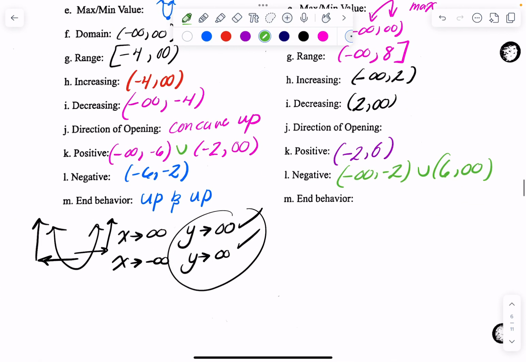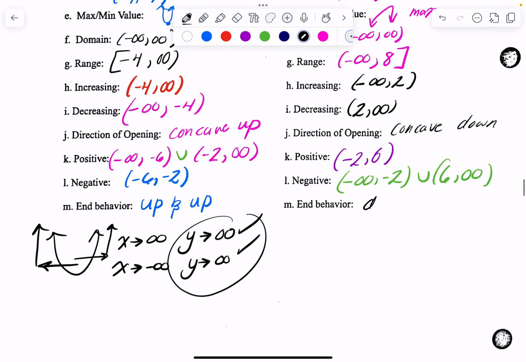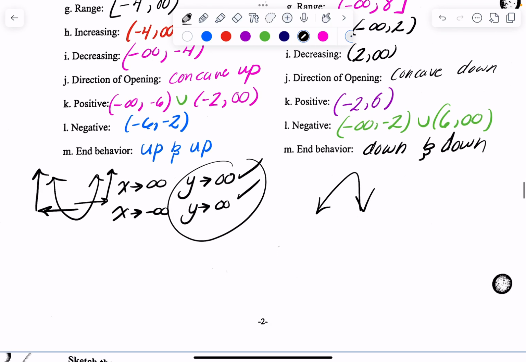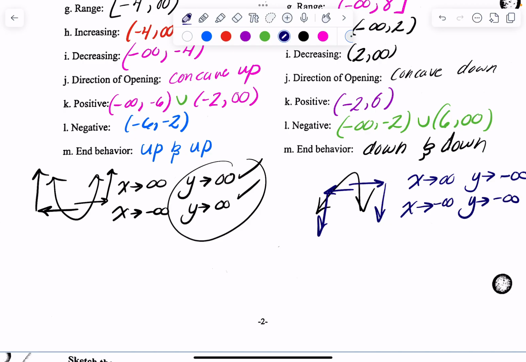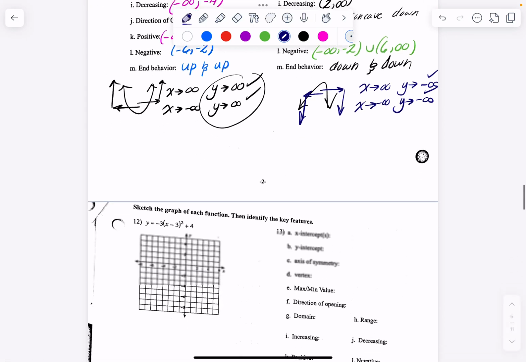Direction of opening, concave down, or just downwards. And our end behavior is down and down. Since it flips upside down like this, if we're going to answer it the fancy way, again, we would go, okay, as x goes to infinity, that's like saying as x goes to the right, our y's go down to negative infinity. Then as x goes to negative infinity, our y's go down to negative infinity. That's saying down and down, a little more fancy.